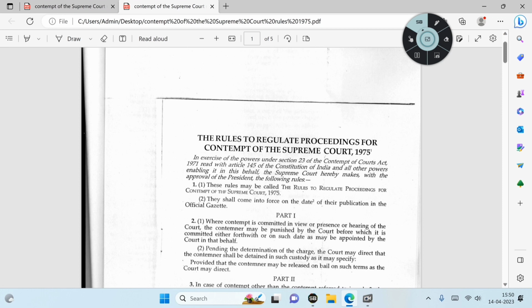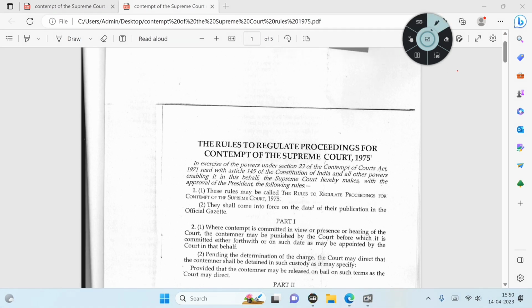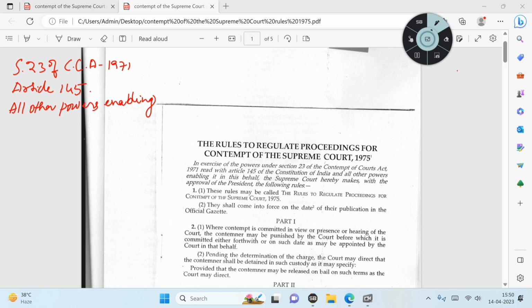So, the Supreme Court of India, by using Section 23 of the Contempt of Courts Act 1971 and Article 145 and all other powers enabling the Supreme Court in this behalf, by using all these powers, these rules have been made.